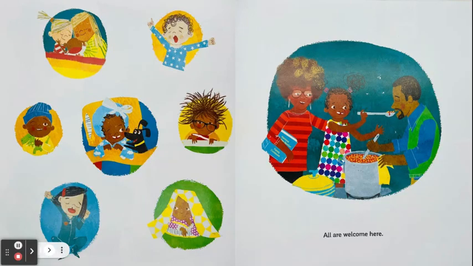All are welcome here. We can also discuss why the author and an illustrator are sharing some reflective pictures that the little girl went through throughout the day. Why is that something that's important?